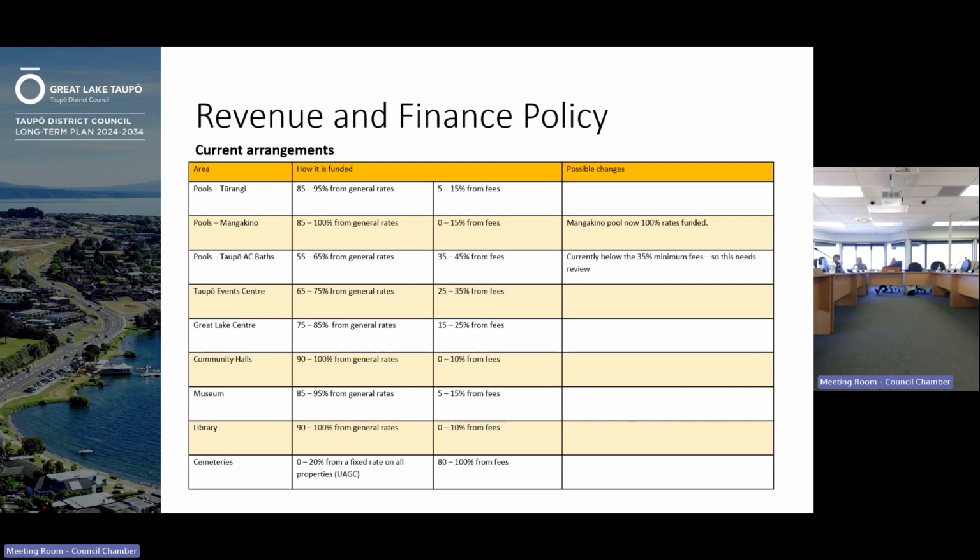And then the AC bars, our policy says we'll try and get 35 to 45% fees. And we're currently towards the lower end of that band. So we'll have to have a look at whether or not we try and stay within that band or what we do with fees in that space.